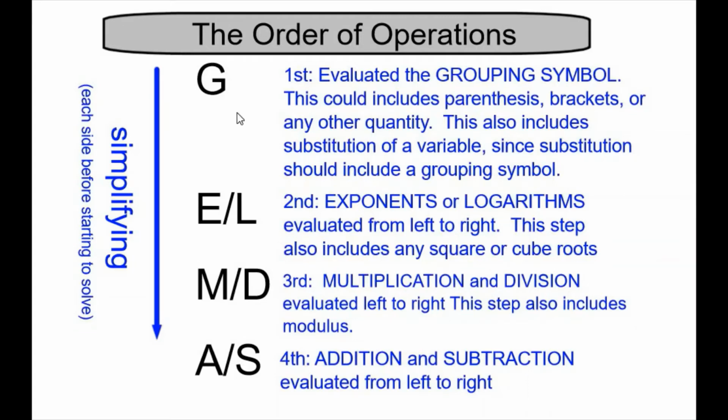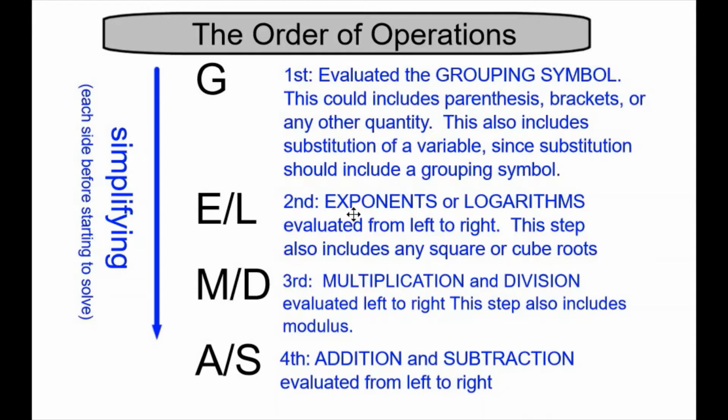The problem with that algorithm or that set of instructions is that the P is misleading. It assumes that you're only going to encounter parentheses, but you can encounter all kinds of grouping symbols. The grouping symbols could include parentheses, brackets, or other quantities, but it also includes substitution of a variable or an entire expression, since substitution includes a grouping symbol, meaning if you were to substitute 5 in for x, it technically should have a parentheses around it when you substitute it.